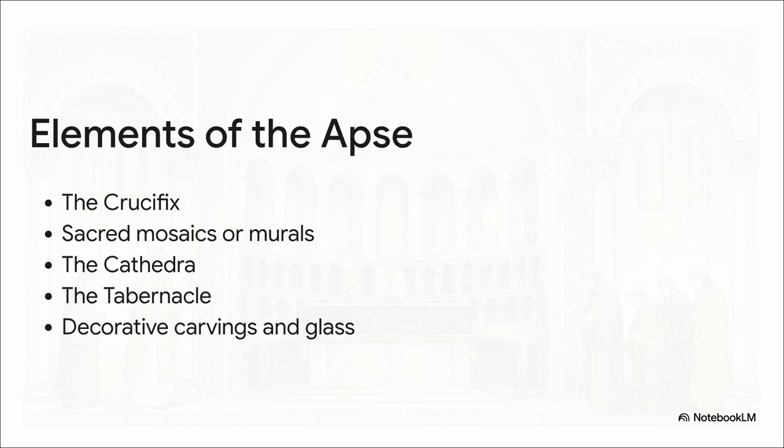If you happen to be in a cathedral, the apse is traditionally where the cathedra, that's the bishop's ceremonial chair, is placed. In a lot of local traditions, the tabernacle rests here too, often surrounded by gorgeous decorative carvings and vibrant stained glass. And every single one of these pieces is carefully curated to deepen our understanding of the sacred mysteries being celebrated just steps away.